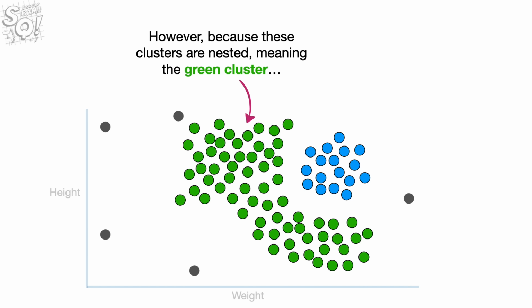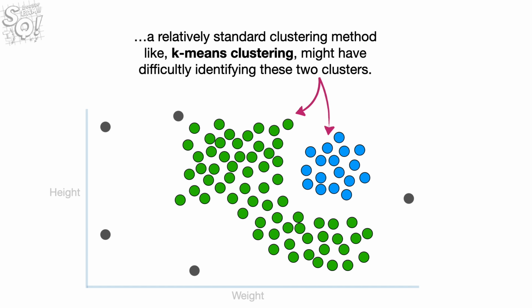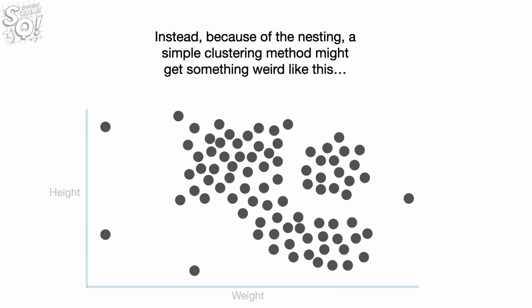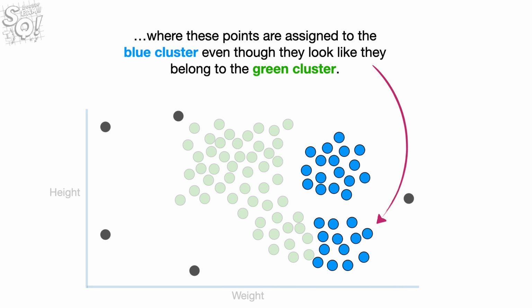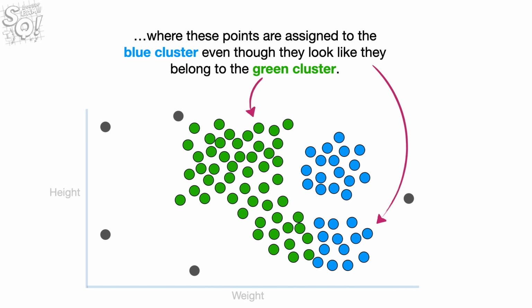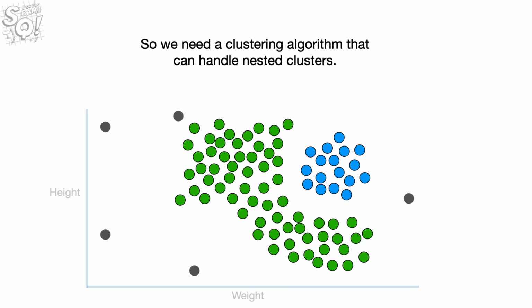However, because these clusters are nested, meaning the green cluster wraps around the blue cluster, a relatively standard clustering method, like k-means clustering, might have difficulty identifying these two clusters. Instead, because of the nesting, a simple clustering method might get something weird like this, where these points are assigned to the blue cluster even though they look like they belong to the green cluster. So we need a clustering algorithm that can handle nested clusters.